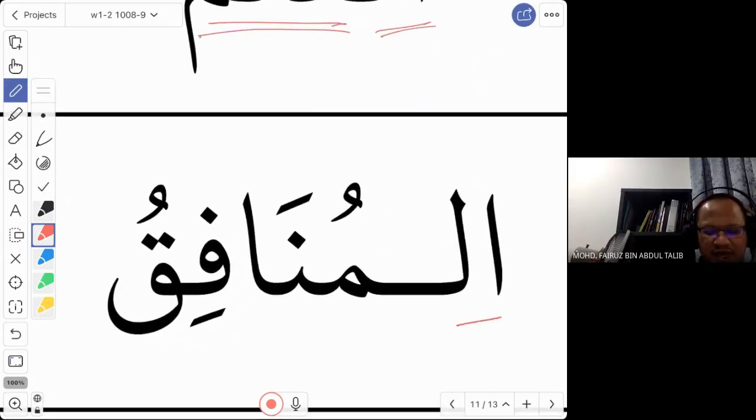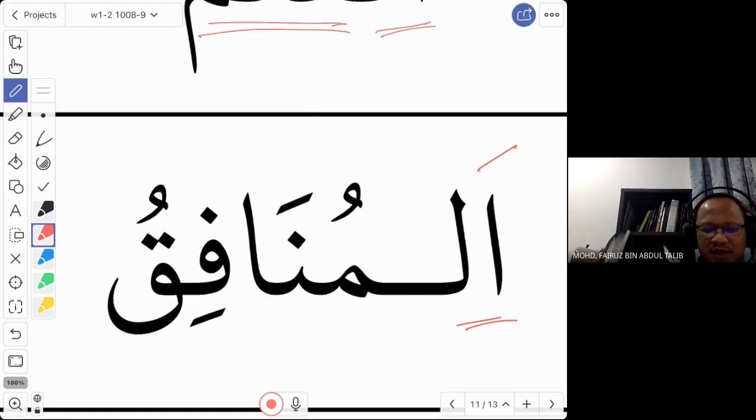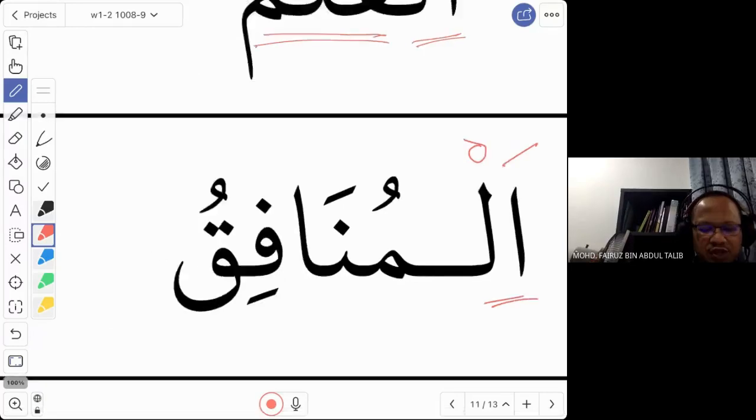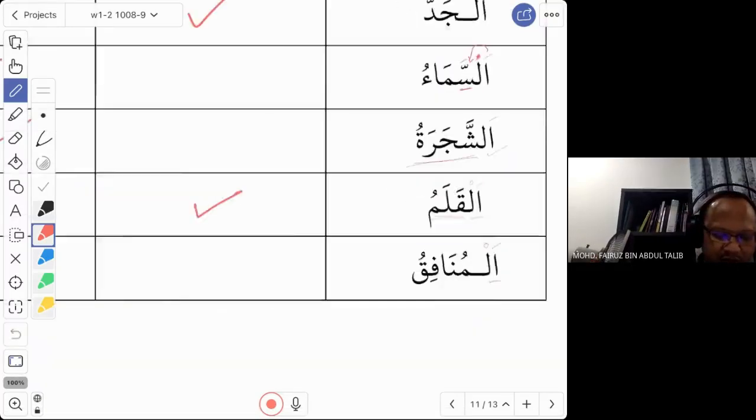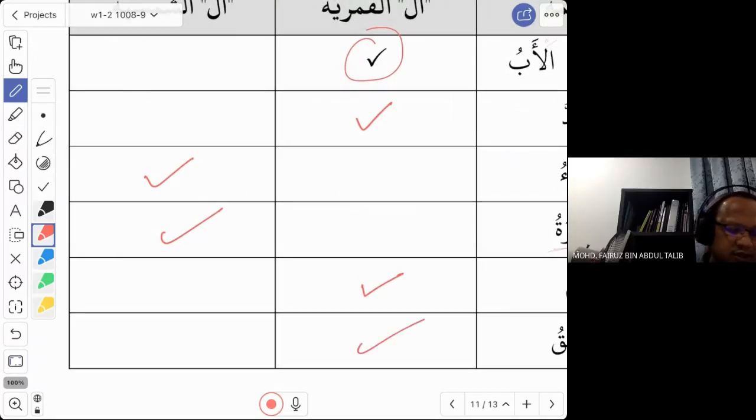Now we add alif lam. Munafik. Again, the first part, I didn't hear you clearly. Al-munafik. Yes, good. So since you read the lam, what is this? Qamariyyah or Syamsiyyah? Qamariyyah. Good.